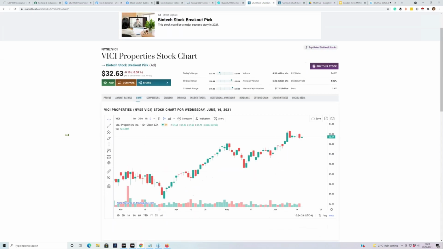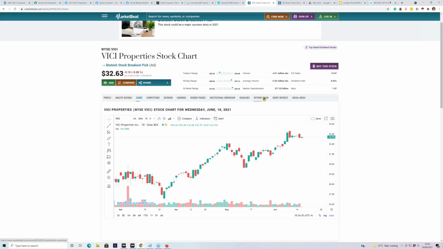Right, here we are. The next step is to go and look at the background to the stock. You can do this on FinViz, but this is really good. Have a look at the institutional ownership. The options chain is really interesting. AHT was one that I was following based on the options chain.